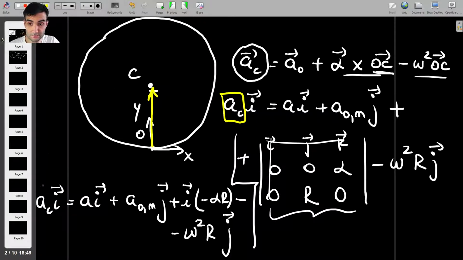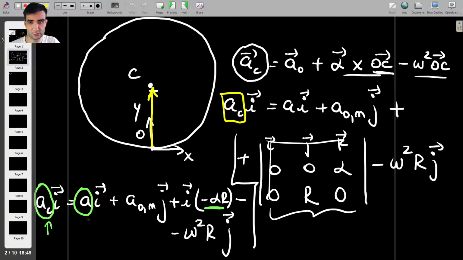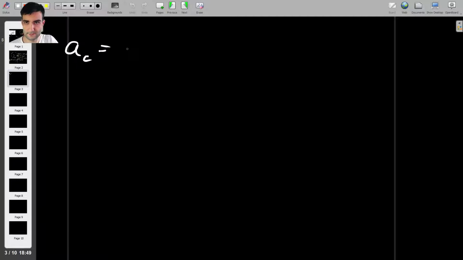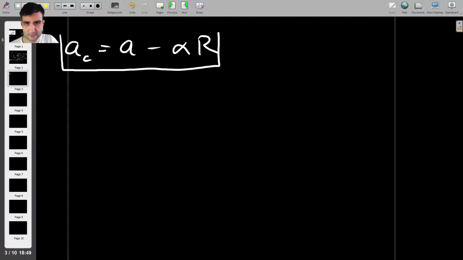Okay, AC only has an x component, so we can equate the x components on the left with the ones on the right. So we have that AC is the only one on the left, and then on the right we have A, and then we have minus alpha R here, which means that the acceleration of the center of mass is going to be equal to A minus alpha R, which is good, and I'll call this equation 1.